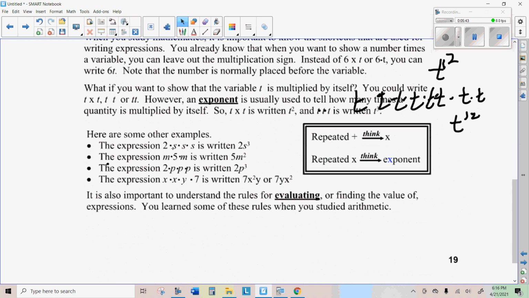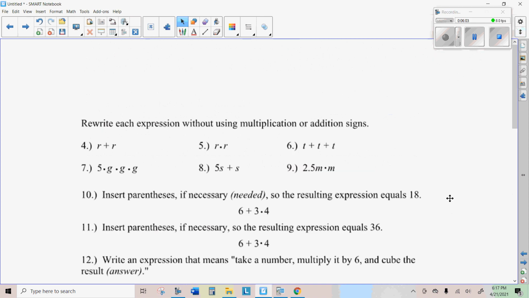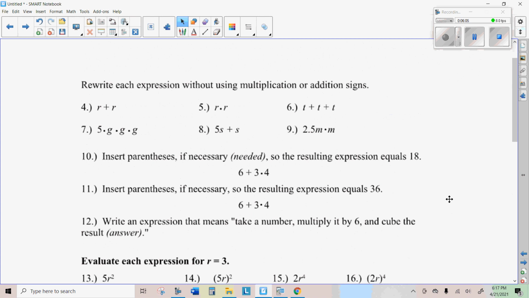All right, here are some examples of expressions. Take a look at these. We're using powers to show repeated multiplication. If you have an expression with repeated multiplication, all right, when you evaluate, make sure you remember the order of operations.